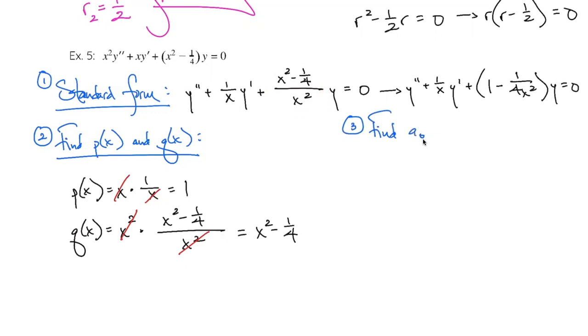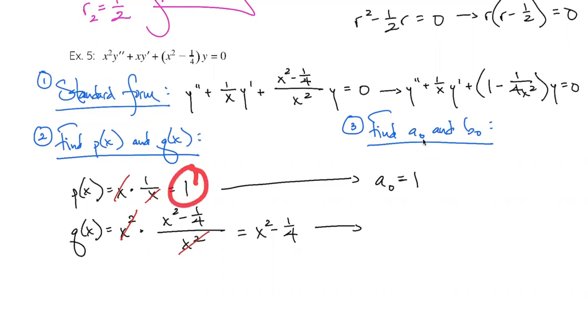All right, step 3, we're going to find our a sub 0 and our b sub 0. All we mean by that is we're going to plug in 0 for x and see what we get. So a sub 0, when I plug in 0 into little p of x, I'm still going to get 1, because little p of x is 1. It doesn't matter what number I plug in for x, it's still going to be 1. However, b sub 0, when I plug in 0 into little q of x, I'm just going to end up with negative 1/4.